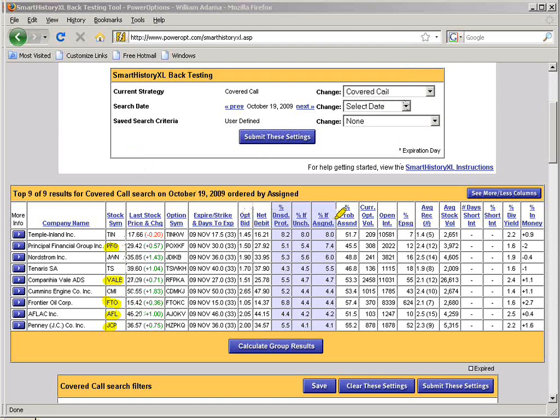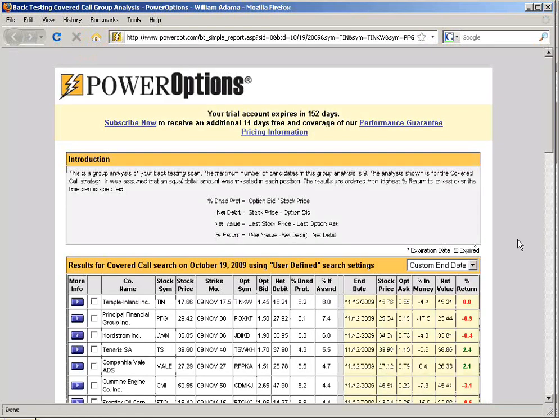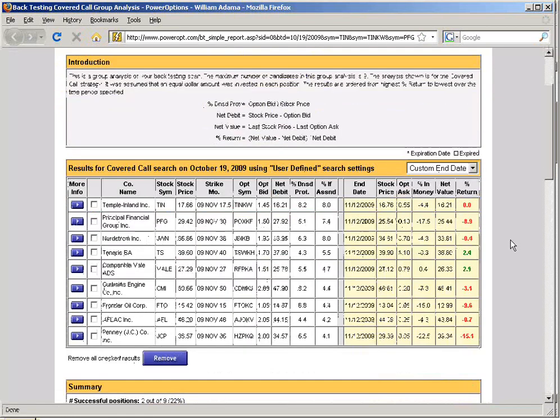We're not at November expiration, but we can still calculate the group results to see how everything worked out up till today. So let's go ahead and click Calculate Group Results. Let's see how our winners and losers record were here using that testing covered calls search criteria. Yipes.